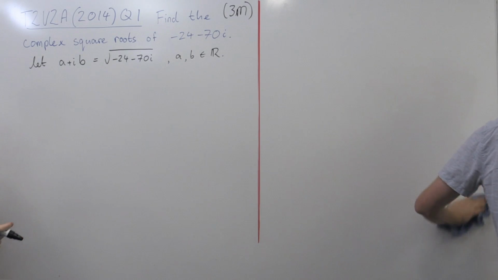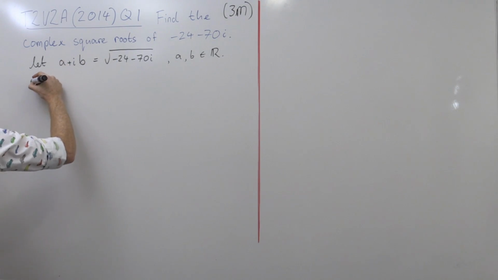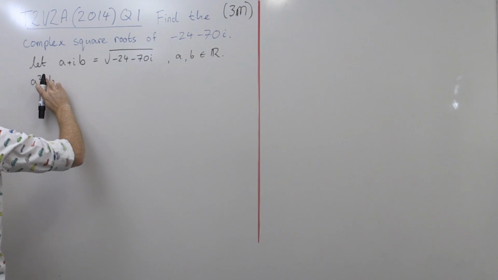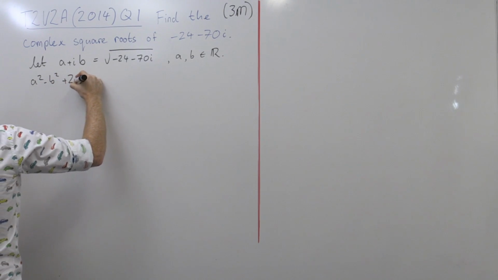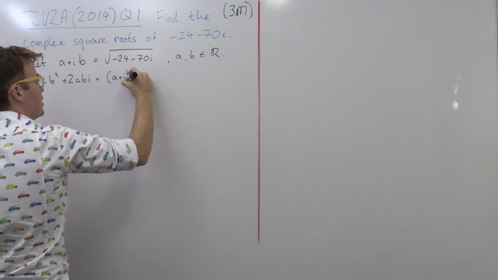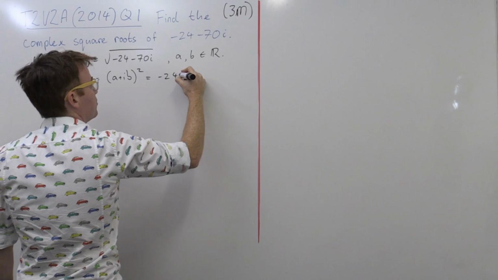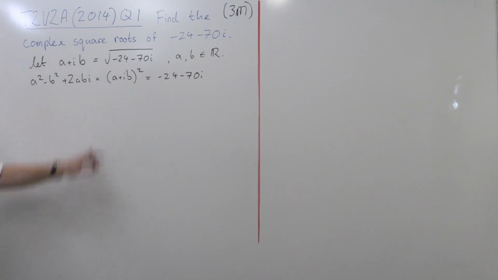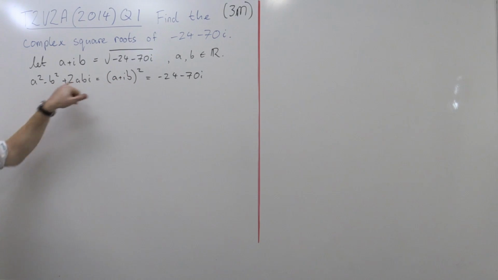Then we can just square both sides and compare real and imaginary parts. So taking the square of both sides gives me a squared minus b squared plus 2abi, which is equal to (a plus ib) all squared, which is negative 24 minus 70i. So squaring the statement above gives me this, and expanding that gives me this.